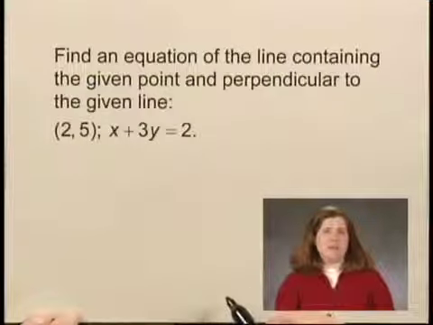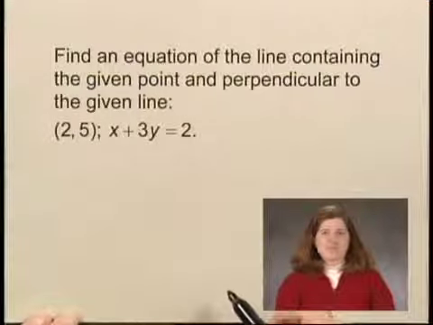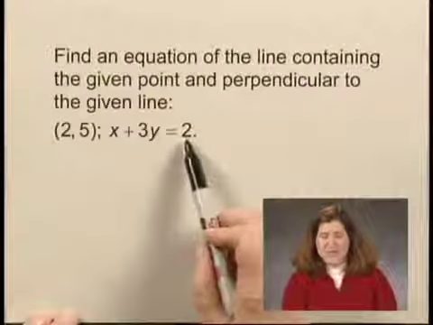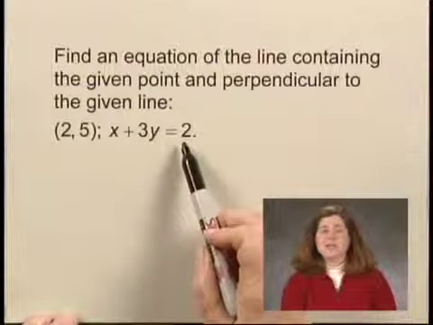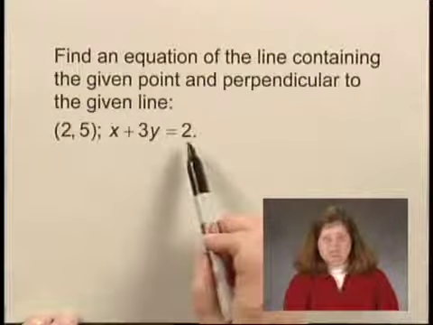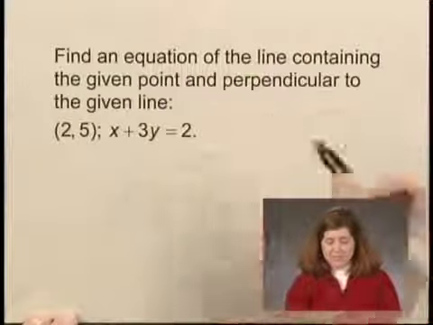Perpendicular lines have slopes whose product is -1. If I can find the slope of this line, I can calculate the slope of any line perpendicular to it. So let's start by finding the slope of the line we're given.